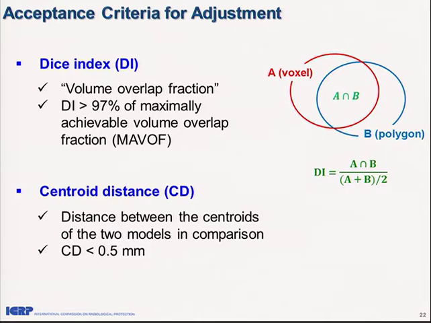We are also using the centroid distance to declare a successful conversion. The centroid distance, which is simply the distance between the centroids of the two models in comparison, should be less than 0.5 millimeters.